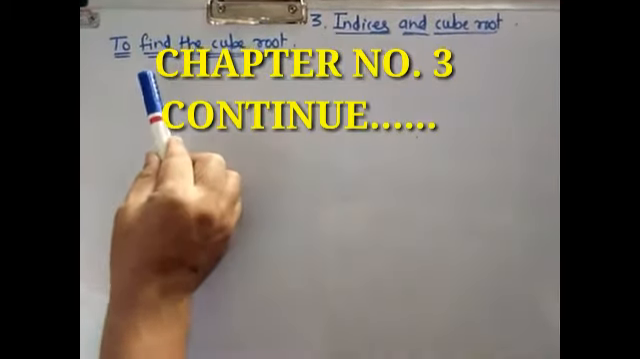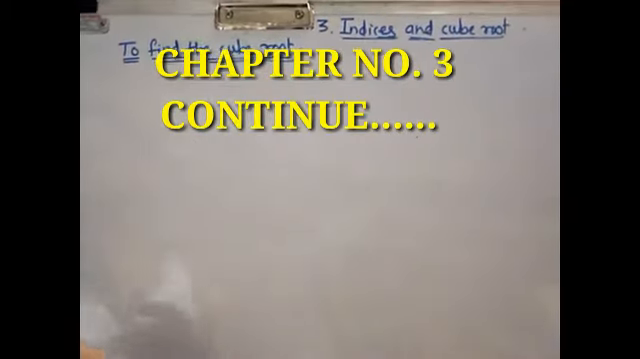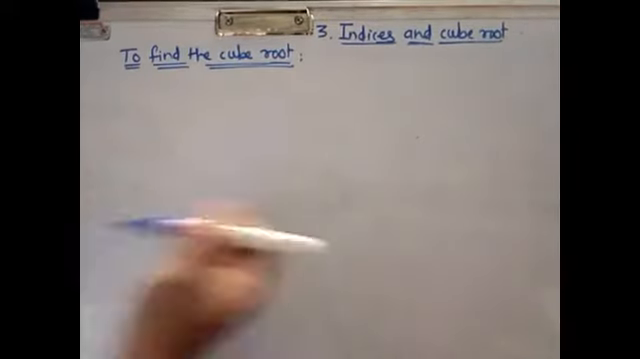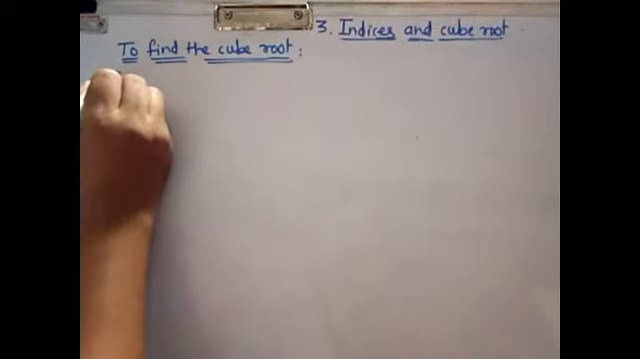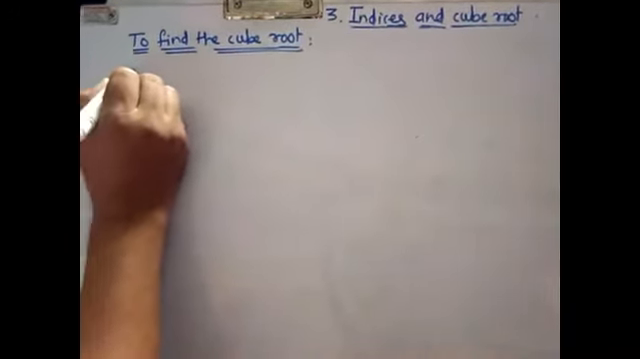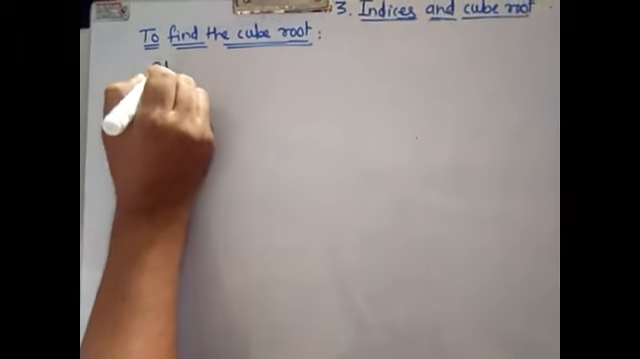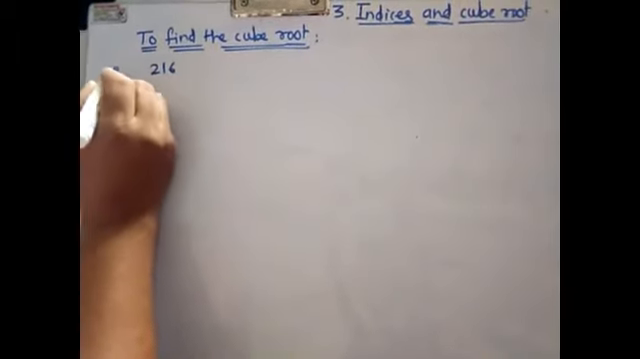Second, next, the last part: how to find the cube root. How do we find that cube root? See here, the example that is given in your book: find the cube root of 216.